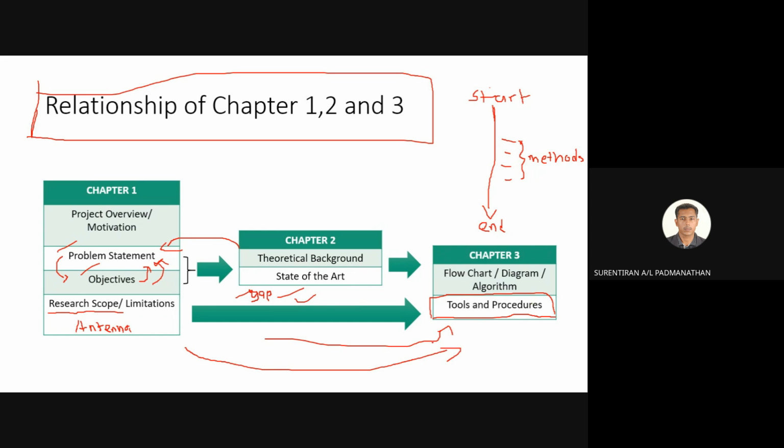All right. Once you identify this, only after that do you go to chapter 3, which is flowchart, diagram, algorithm, tools and procedures. So, the methods. The method is the core of your project. If you make a mistake in the method, then your whole project will be a disaster, because the method should be very correct. You have to make sure that you use the correct procedure and tools to do your project.